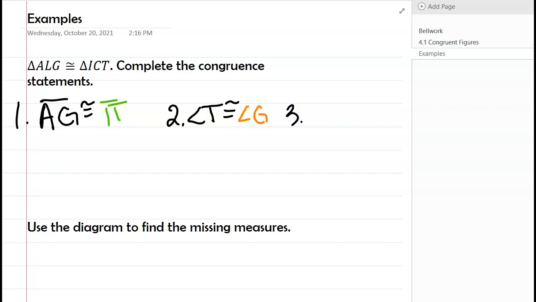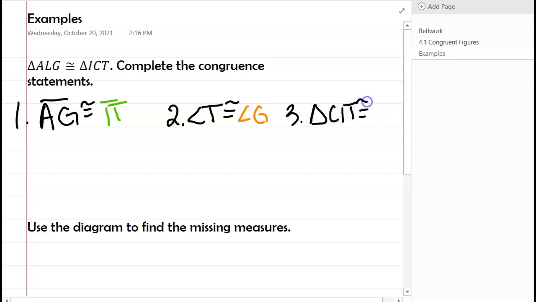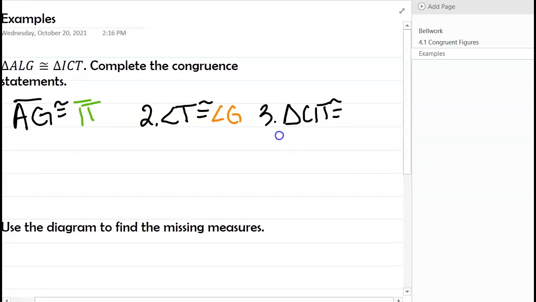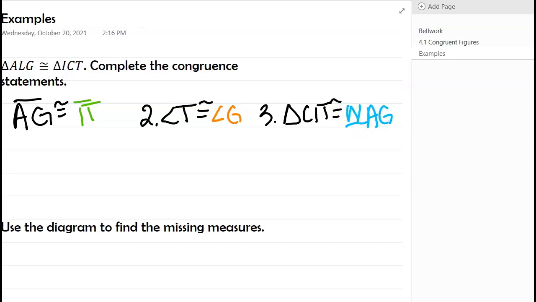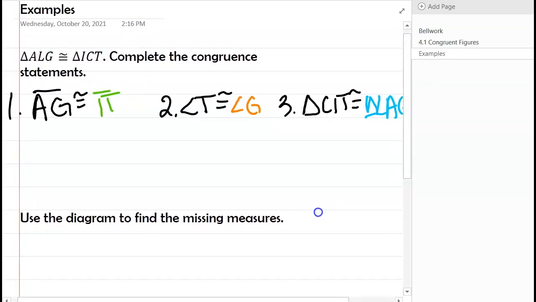What if I have triangle CIT? It's the same triangle, just rearrange the letters a little bit. So you have to rearrange the letters in the same way in the other triangle. So what would that second triangle be? LAG, right? CIT goes middle, left, right. LAG, so triangle LAG. Okay, does that make sense how we use the naming to find the corresponding parts?